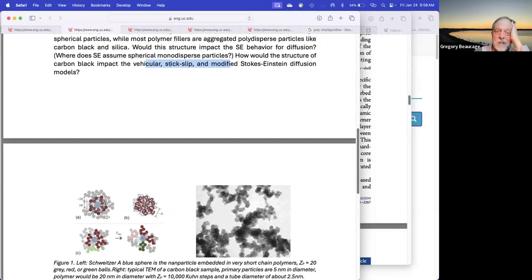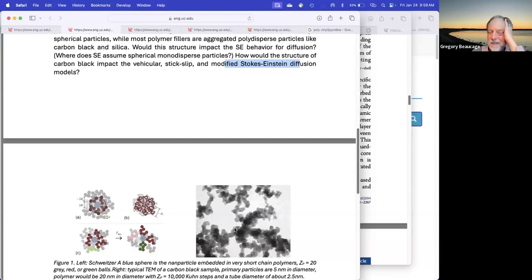The stick-slip mechanism, I didn't really understand. It's in the paper. It's something about the particles getting stuck to the polymer and then they release and all of a sudden they jump to another position. I'm not exactly sure what causes that jumping. And again, that's for a certain size range and a certain relaxation time ratio. And then the modified Stokes-Einstein, well, yes, you have bound rubber, it's going to affect the transport.